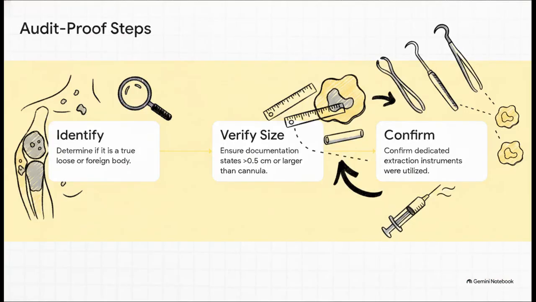To wrap this all up, just follow these 3 strict steps to make sure your 29819 coding is perfectly compliant and completely audit-proof. 1. Identify the pathology. Is it a true loose or foreign body? 2. Verify the size documentation. Is it explicitly documented as greater than 0.5 centimeters or larger than the cannula? And 3. Confirm that dedicated extraction instruments were utilized, ruling out just routine suctioning.